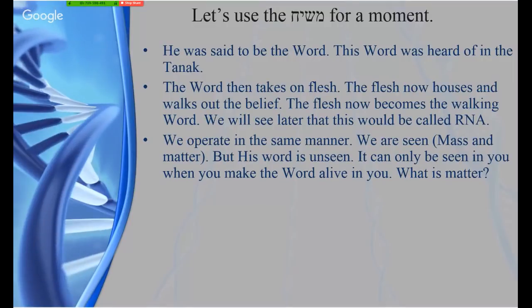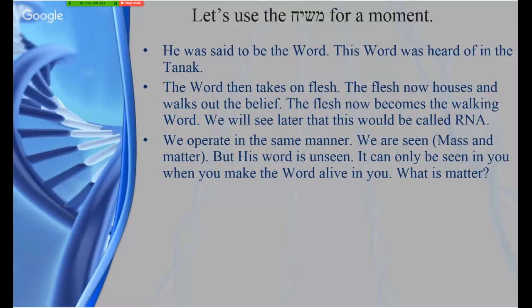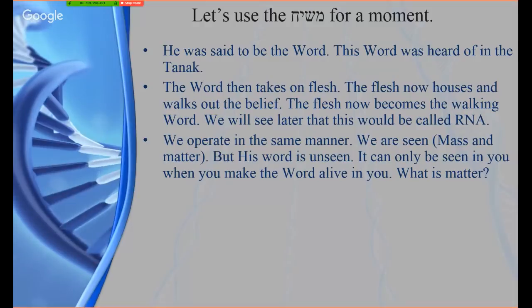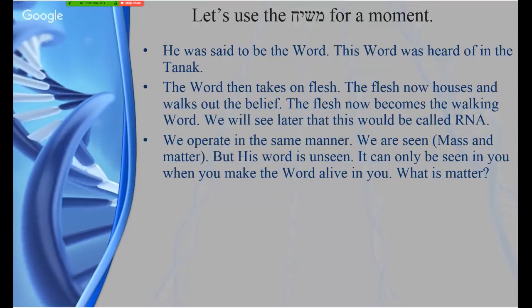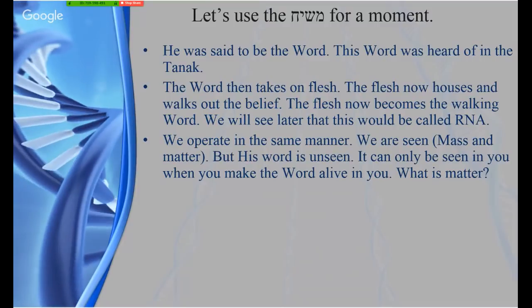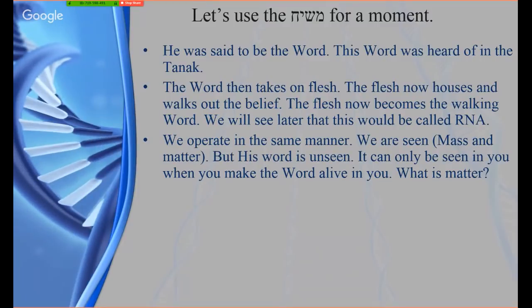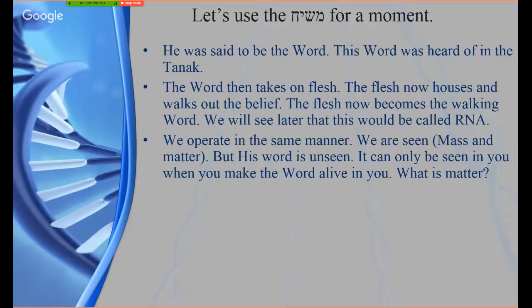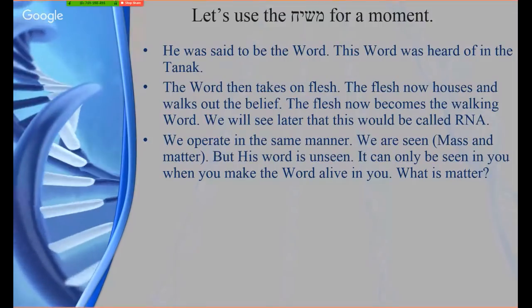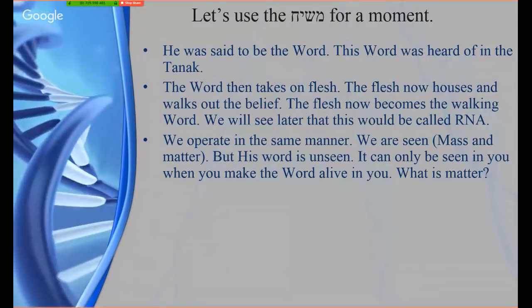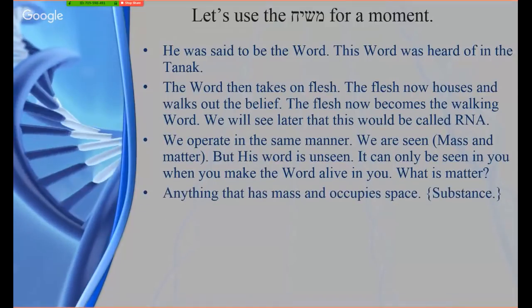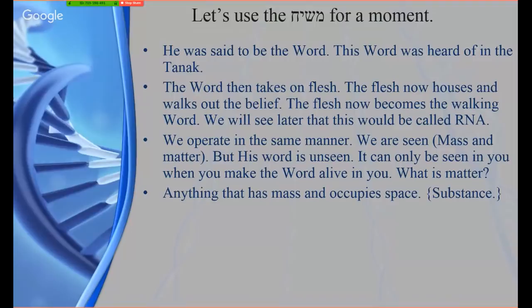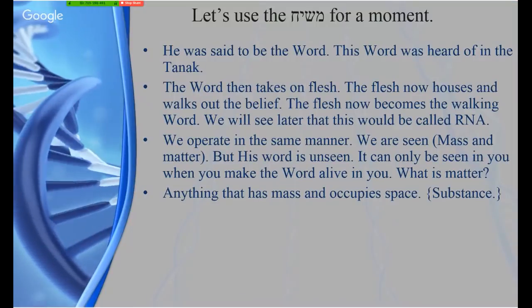We are seeing mass and matter, but his word is unseen. Okay, so it can only be seen in you when you make the word alive in you. So what is matter? Scientific definition? Sure. Anything that takes up space. Okay. All right. So anything that has mass and occupies space, and it's also called substance.